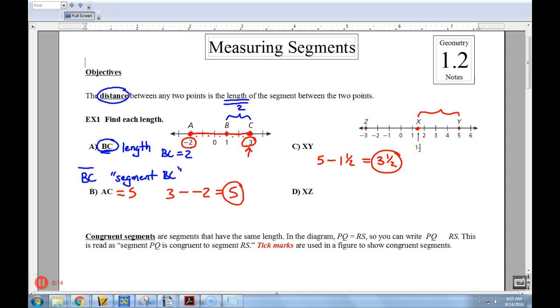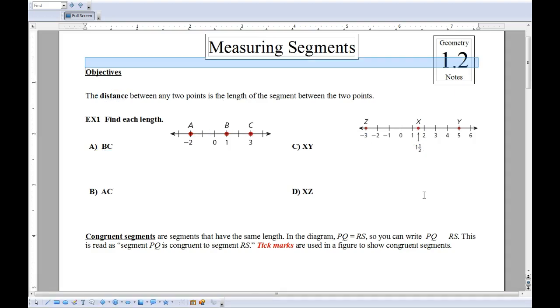And the last one, the distance from X to Z. So X to Z represents this portion of the line. A little bit tougher because we have some negatives in here, but let's just use the subtraction method again. So I have 1 1/2 subtract a -3. And whenever you subtract a negative, you really add the opposite. So this one comes out to be 4 1/2. So not too bad finding the distance between 2 points on a number line. Pretty straightforward, just using subtraction.